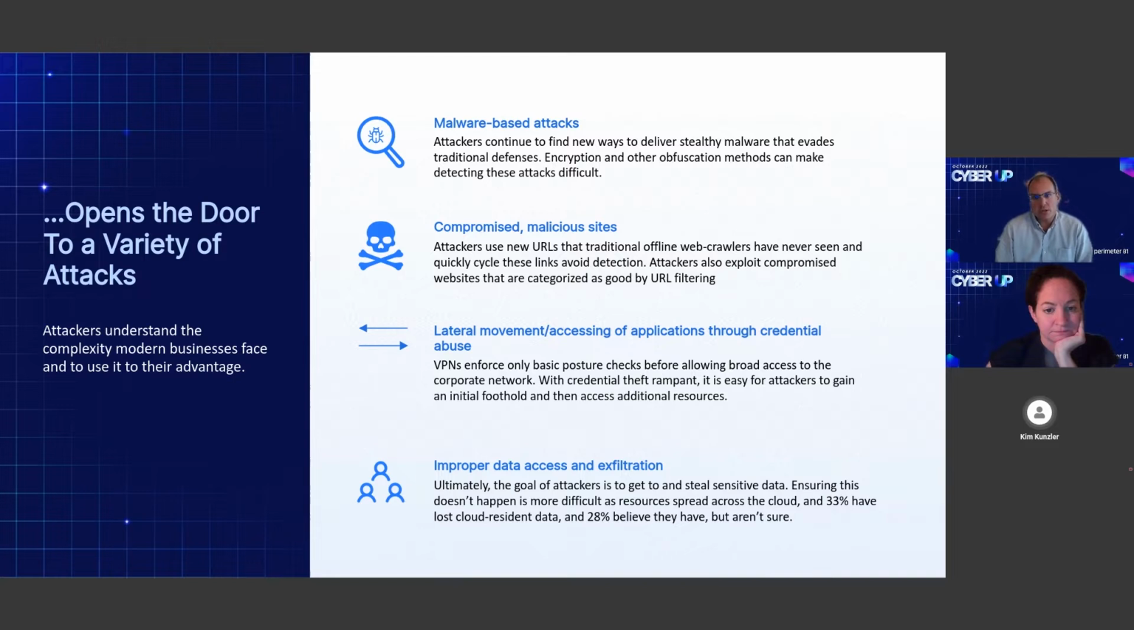And all this ultimately leads to the issue of data access and data exfiltration, especially relative to the cloud. So you can see a couple of data points here. This is one of the more interesting data points that we have at ESG. 33% of organizations say they've lost cloud-resident data, and 28% believe they have, but they're not sure. That lack of even visibility is really stunning.